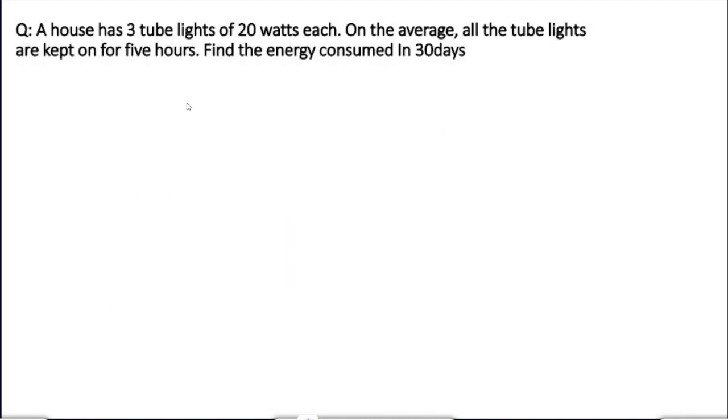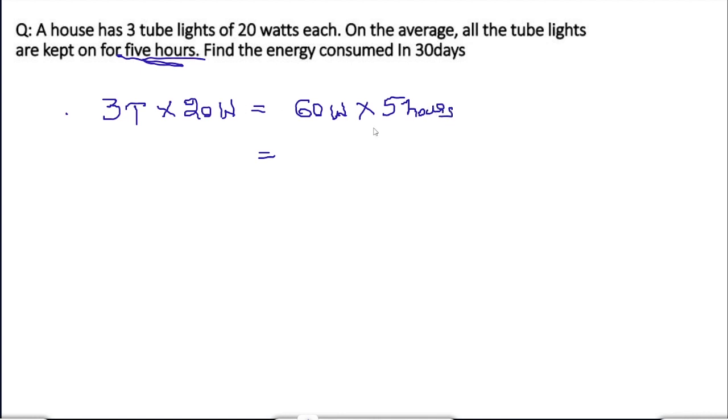Then, a house has three tube lights, 20 watts each. That means every tube light has 20 watts, so three tube lights dissipate 60 watts of power. On average, all the tube lights are kept on for 5 hours per day. Then it is 120 watt hours, 120 watt hours per day.